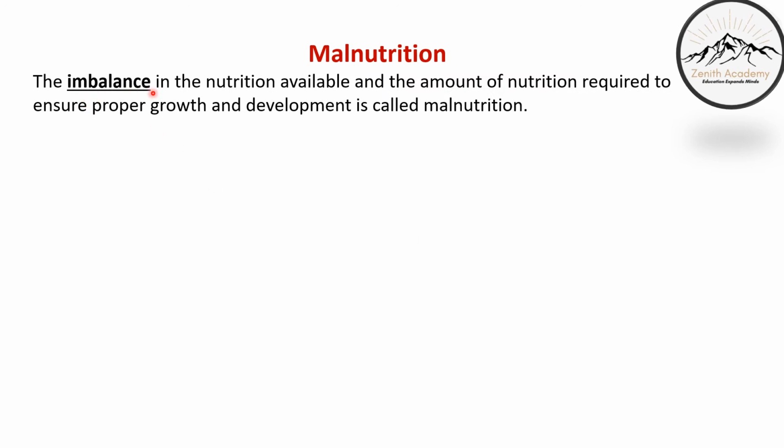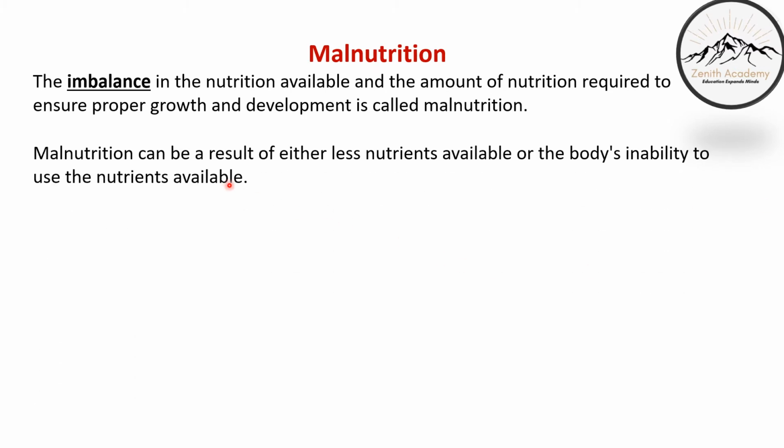Let's talk about malnutrition. What do you mean by malnutrition? The imbalance in the nutrition available and the amount of nutrition required to ensure proper growth and development is called malnutrition. Many a times it happens that nutrition is not available and we require a proper amount. So, whenever there is an imbalance in the nutrition that is available to you and the amount of nutrition required by you, then there is malnutrition.